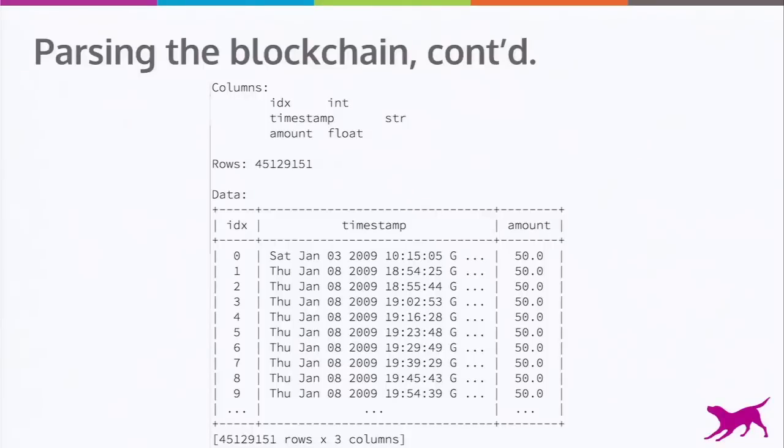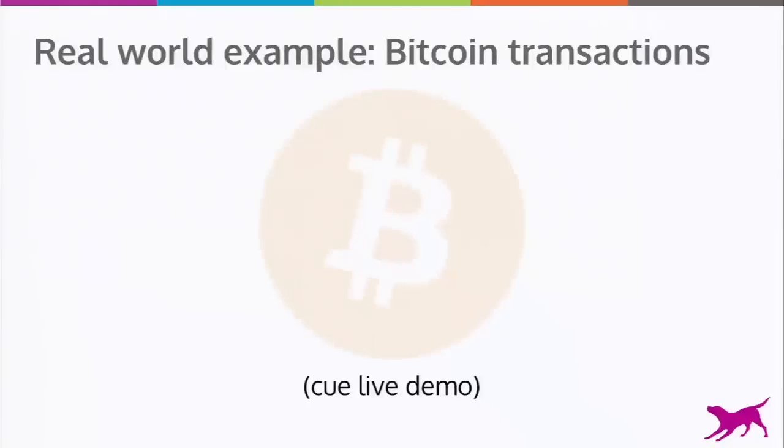and I came up with a list of 45 million transactions that have ever taken place. That's it. That's the whole thing. That's all of Bitcoin, 45 million transactions. It's not that many, right? We're doing big data visualization. 45 million is nothing. OK, so let's show a demo.